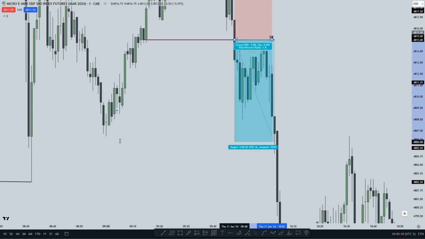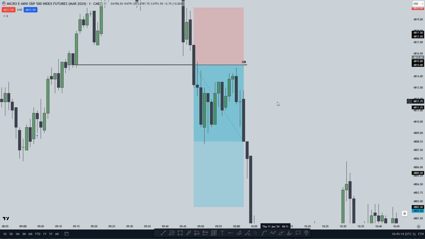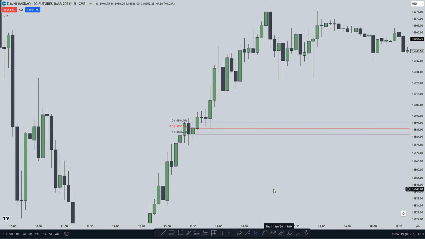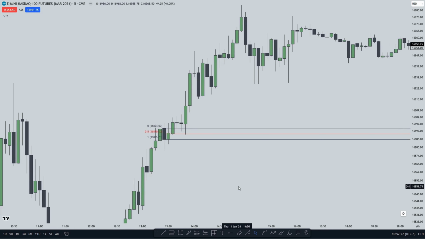And then we could target these lows down here, or these lows all the way down here, which would make a 2.5 risk reward ratio. So the next thing we're going to talk about is the mean threshold of an order block.